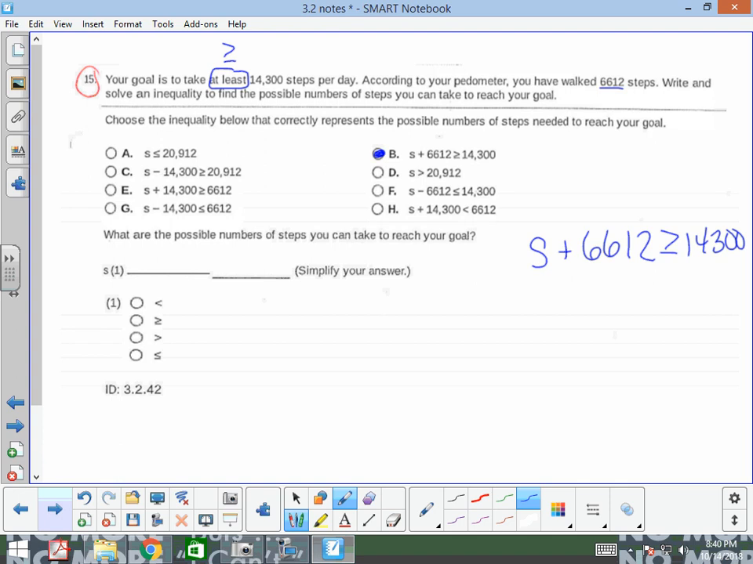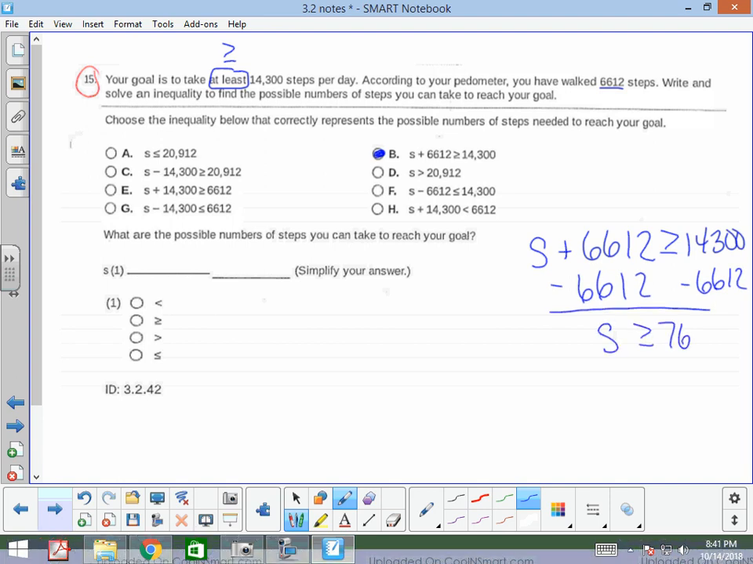Now I want you to show your steps on solving this. So we're going to subtract 6,612 from both sides. And S is greater than or equal to 7,688. So again, we have this pull down menu that we're going to pull down and click on greater than or equal to. And then 7,688 will be typed in the blank.